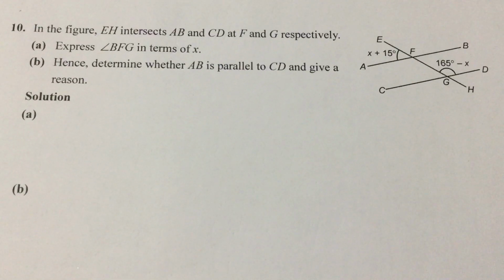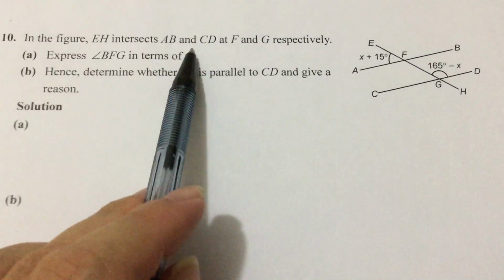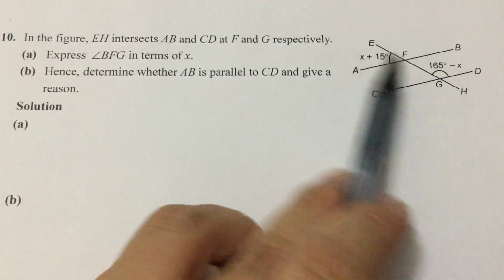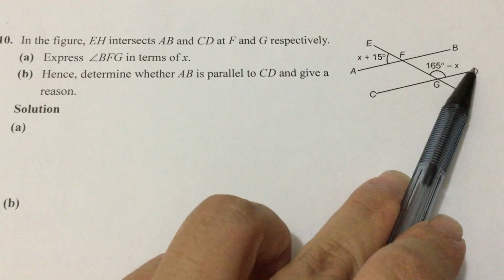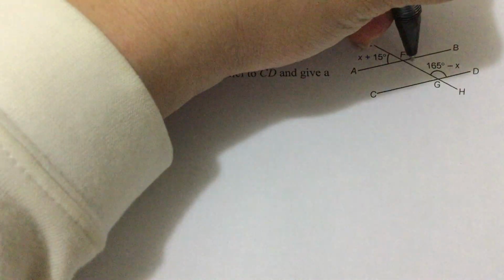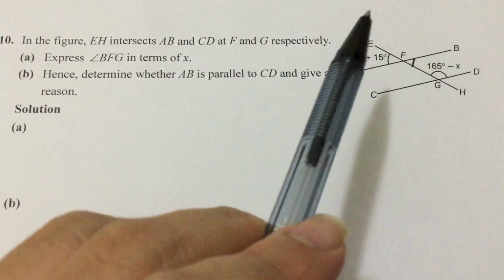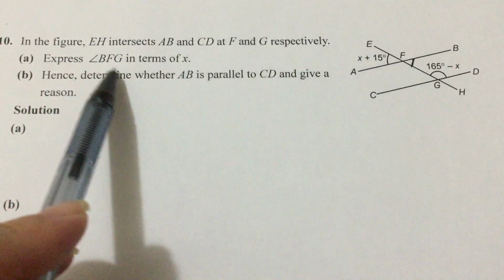Now let's do the last question in this video, question 10. In the figure, EH intercepts AB and CD at F and G respectively. That means EH will cut AB at F and cut CD at G. And then we're going to find angle BFG. That means this angle. What is the angle here? Obviously, this angle we must find in terms of x.